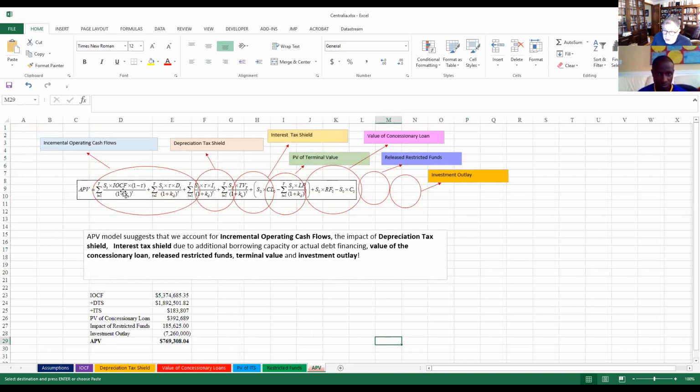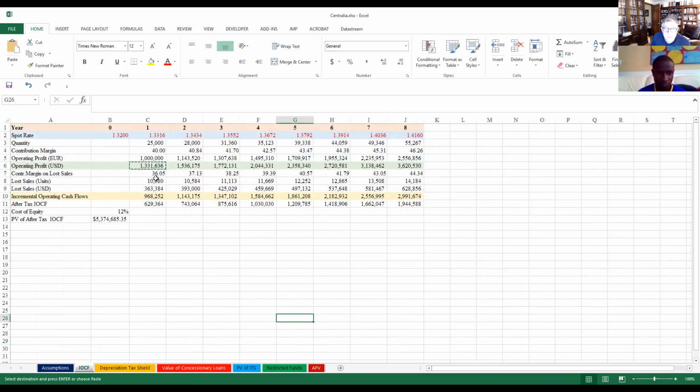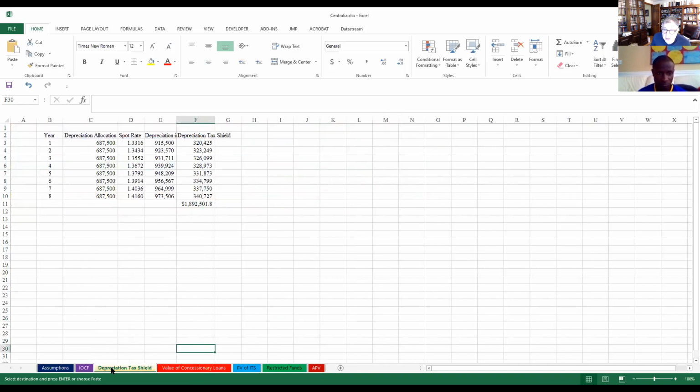This first factor is just the operational cash flows that we generate. Now we are going to understand the contribution of the tax shield.